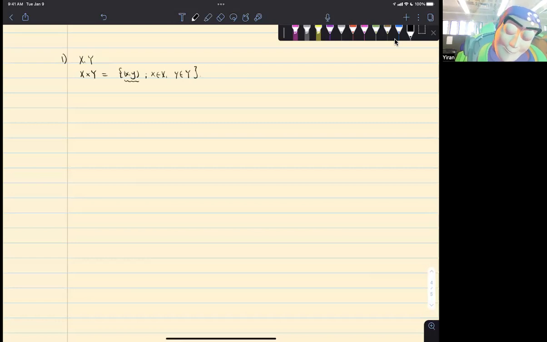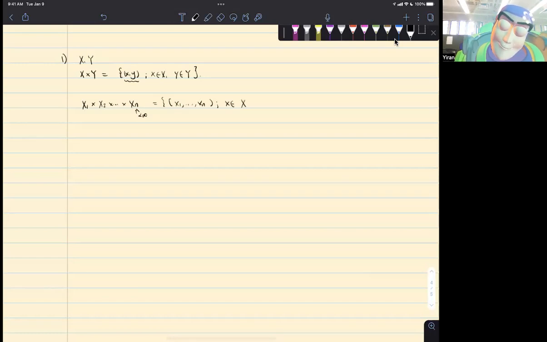And of course, if you want to do the Cartesian product of X1, X2, dot dot dot, Xn, where n is a finite number, this is equal to a set of ordered n-tuples. This just follows the definition for the above one. Sorry, so this should be x1 in X1 and xn in Xn.